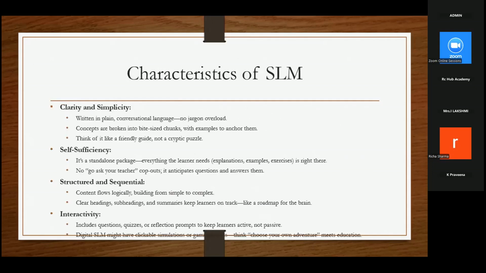So just like a roadmap, I'm coming here with the syllabus and I'm going to make it here. So that is what it is about, structure and sequential. And the next one is interactive. So what is meant by interactive? How can I make it interactive? Either by giving puzzles or questions or any reflections, I can do it here. So all those things can be done. It is called the characteristics of self-learning material.